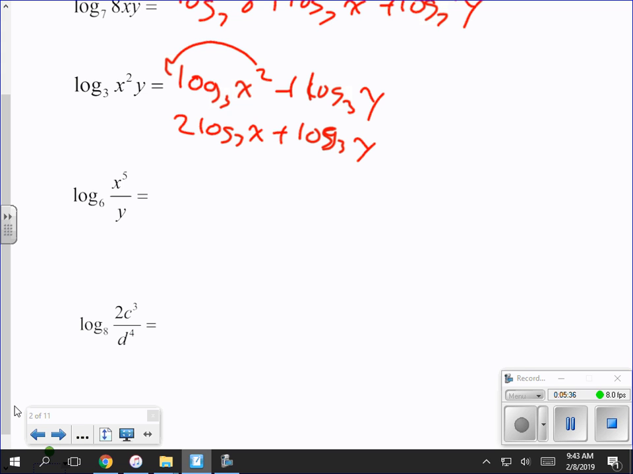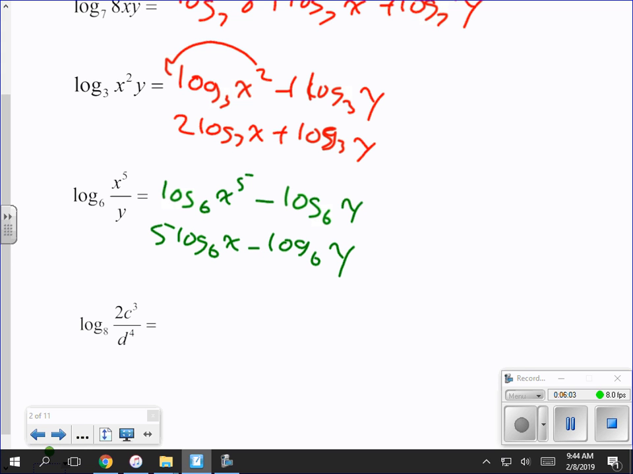So if I look at the next one, okay, this one's got division. Log base 6 of x to the 5th minus log base 6 of y. And now I want to bring my power down out in front. So I get 5 log base 6 of x minus log base 6 of y.